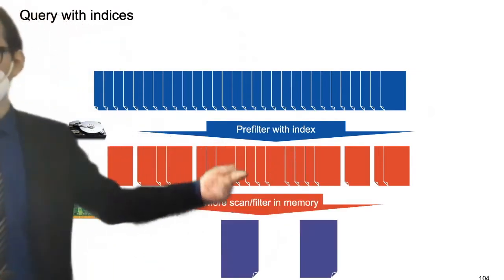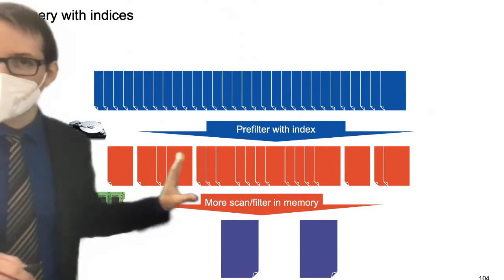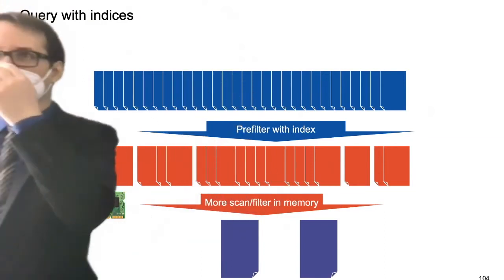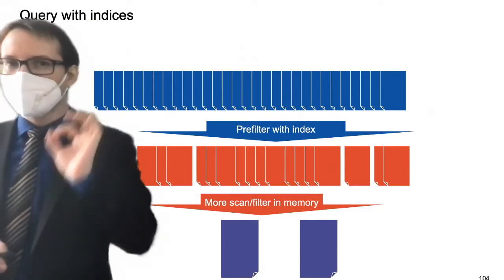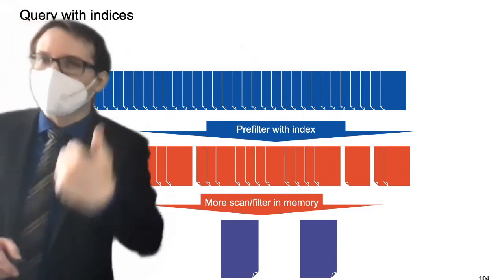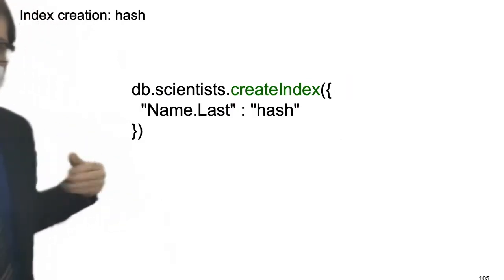And then you might do more filtering in memory, but you know that's already less than having to go through the entire collection. This is why we have indices. The goal of an index is to read less from disk than you would have without an index. Here are a few examples.